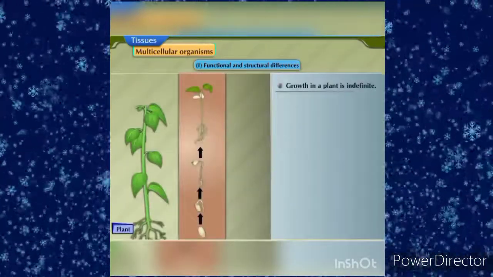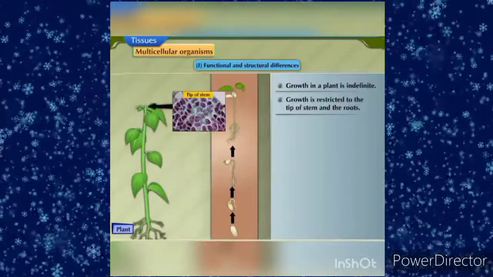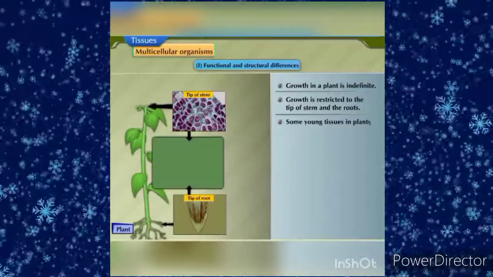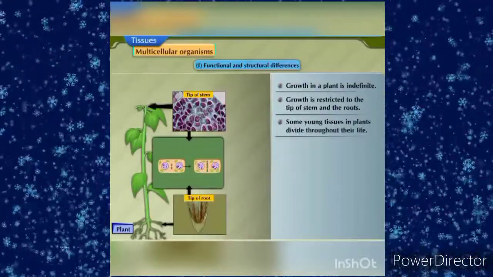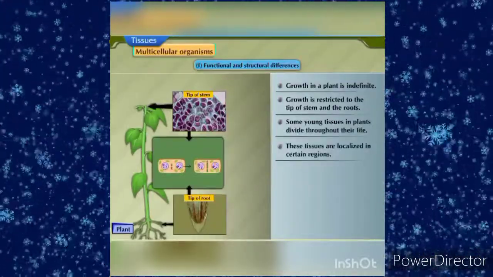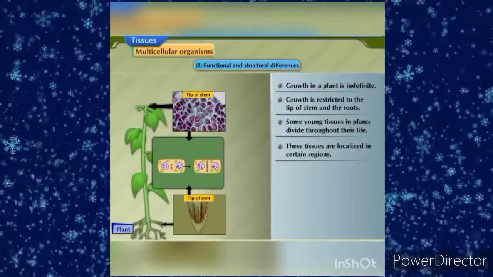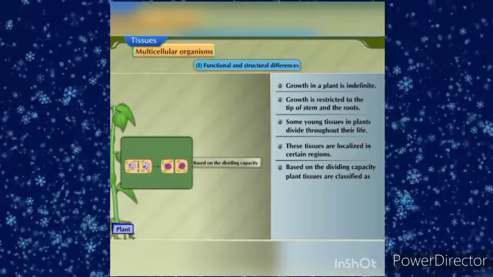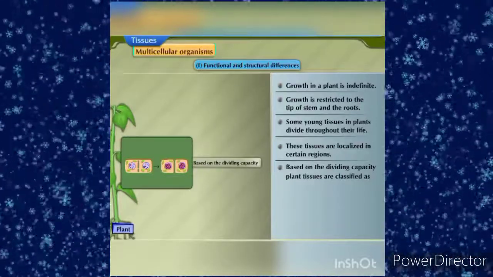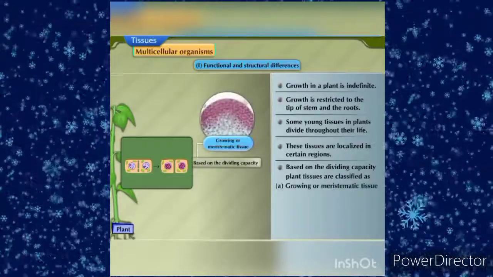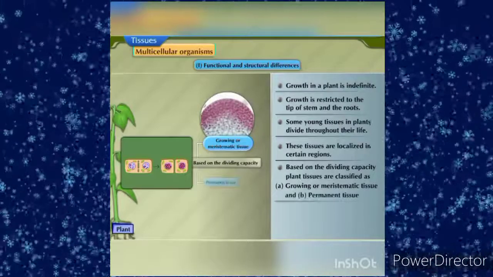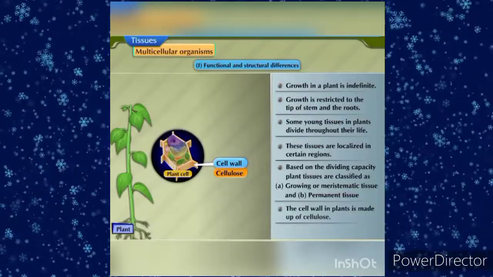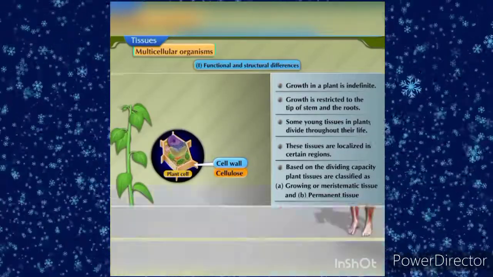Growth of plants is indefinite. It is restricted to tips of stem and roots. Some young tissues in plants divide throughout their life. These tissues are localized in certain regions. Based on the dividing capacity, plant tissues are classified as A. Growing or meristematic tissue, and B. Permanent tissue. The cell wall in plants is made up of cellulose.